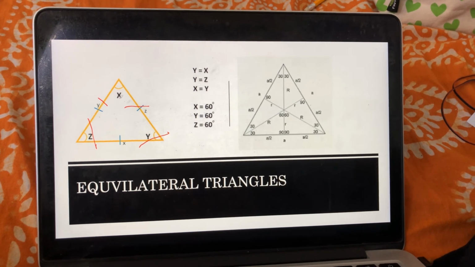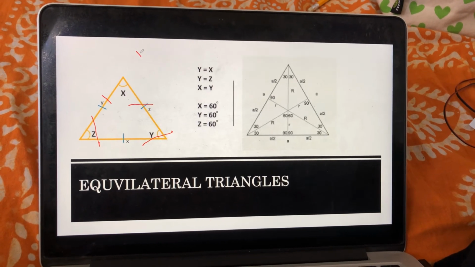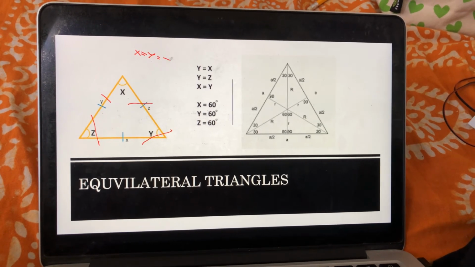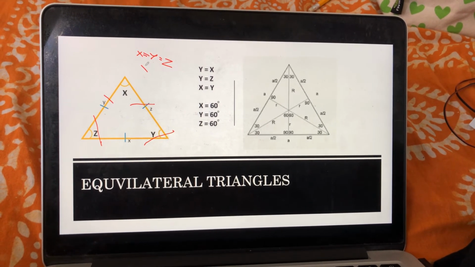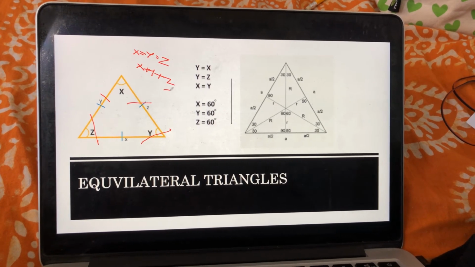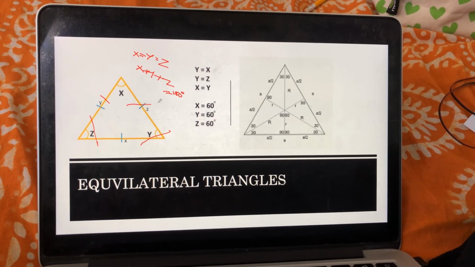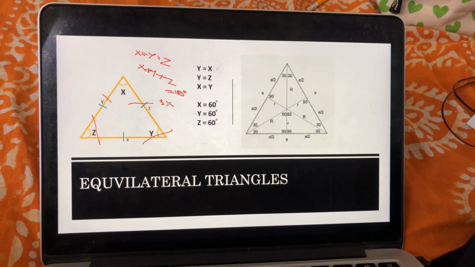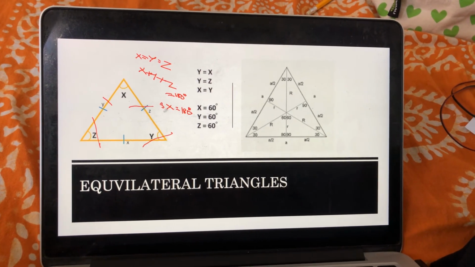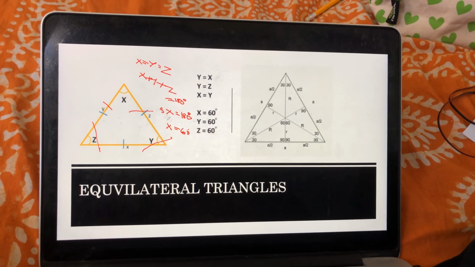But in this case, all the three sides are equal, which means that all the three angles are equal. So x is equal to y is equal to c. But from the angle sum property, we have x plus y plus c is equal to 180 degrees. So we have 3x is equal to 180. So x is equal to 60.